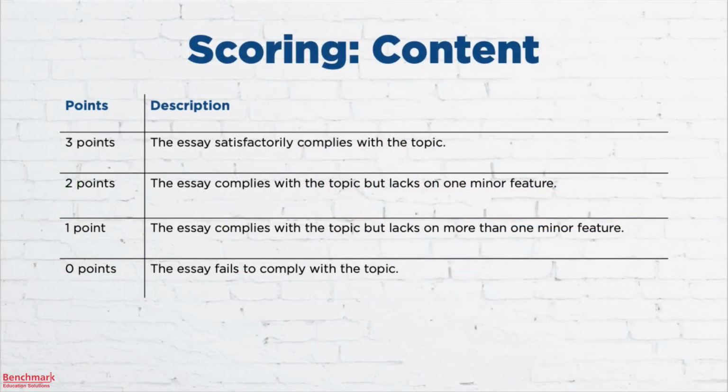Basically, make sure you're writing about the topic and answering the question in the prompt. A score of 3 means that you have satisfactorily complied with the topic. A score of 2 means that you have complied with the topic but lack one minor feature. So perhaps you didn't go into depth on one area that was mentioned in the question prompt. A score of 1 in content means that you've complied with the topic but neglected to mention more than one minor feature. And a score of 0 means that you've written something that did not comply at all with the topic.